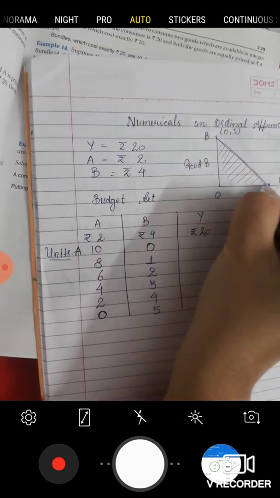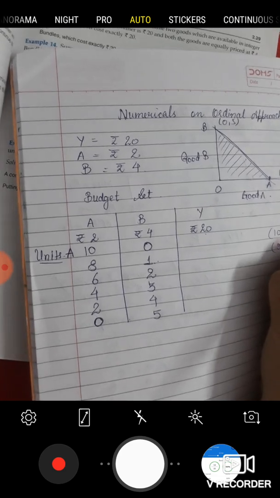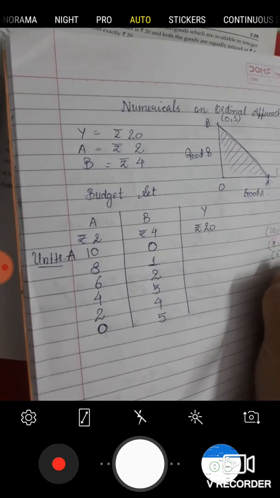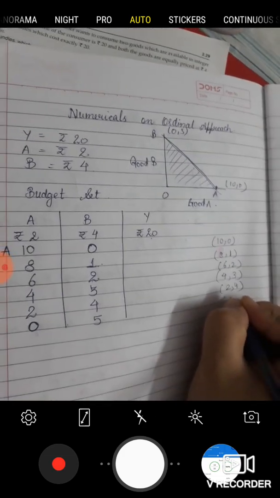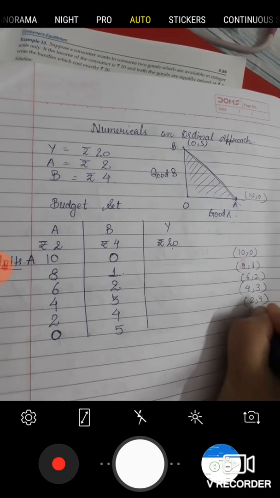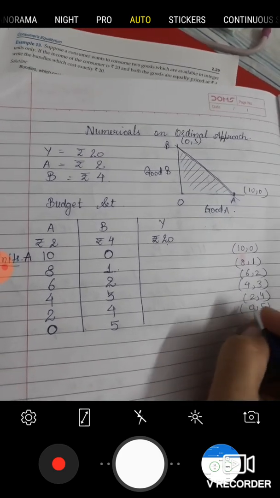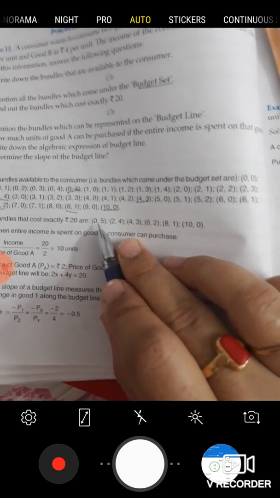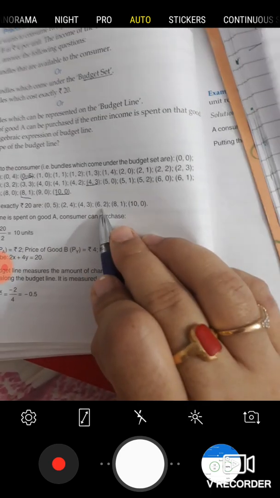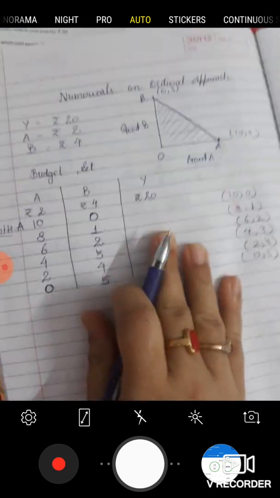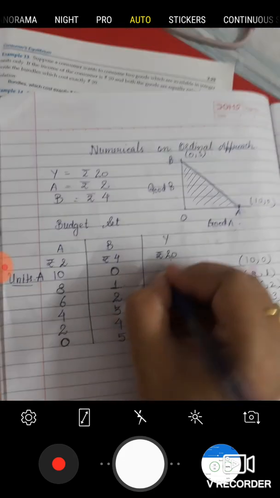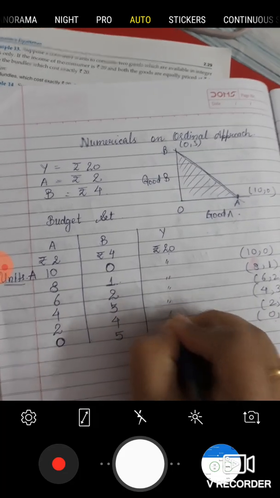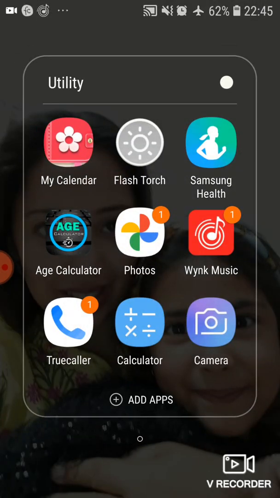All the bundles on the budget line are given here: 10, 0; 8, 1; 6, 2; 4, 3; 2, 4; and 0, 5. These are the possible bundles on the budget line. We also got this question: what are the bundles on the budget line? 0, 5; 2, 4; 4, 3; 6, 2; 8, 1; 10, 0. Every time, the entire income is spent.